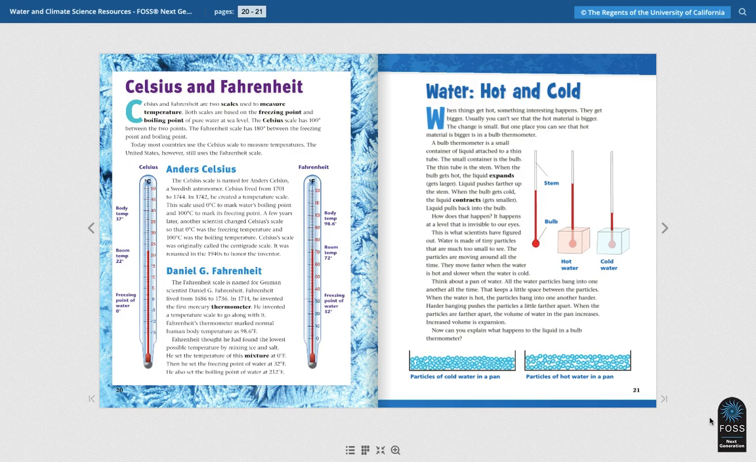This is from our FOSS Water and Climate Unit, pages 20 through 23.